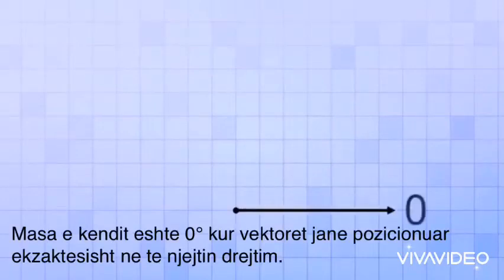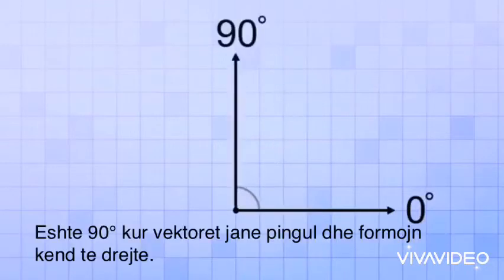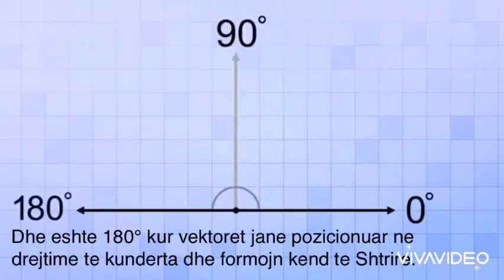Our angle measurement is 0 degrees when the rays point in exactly the same direction. It's 90 degrees when they're perpendicular and form a right angle. And it's 180 degrees when they point in opposite directions and form a straight angle.